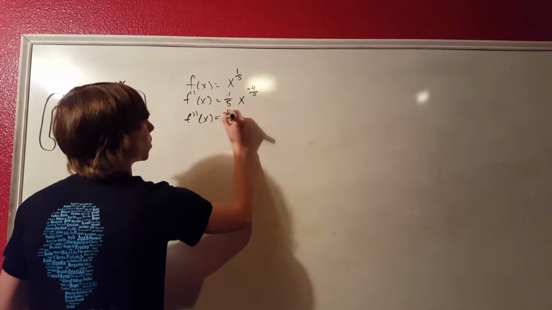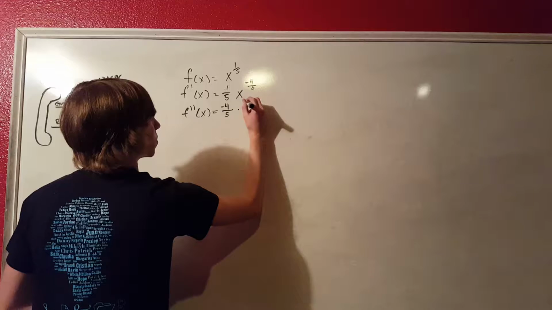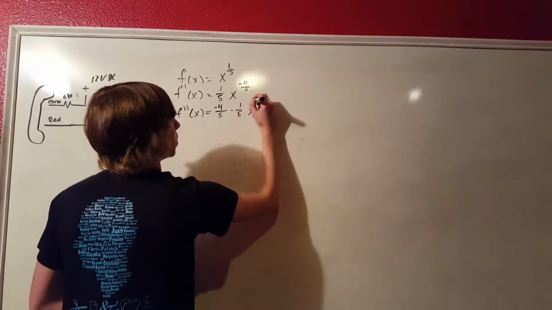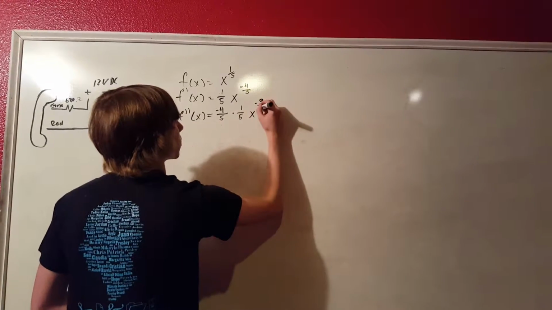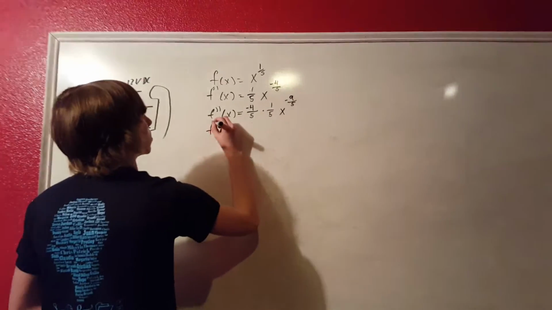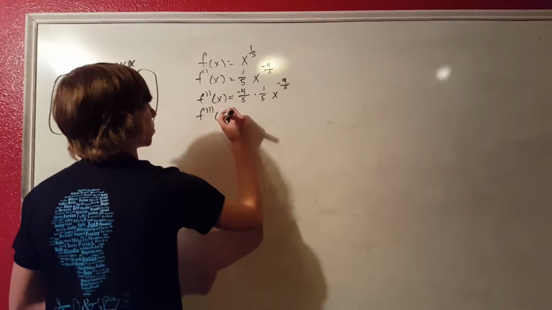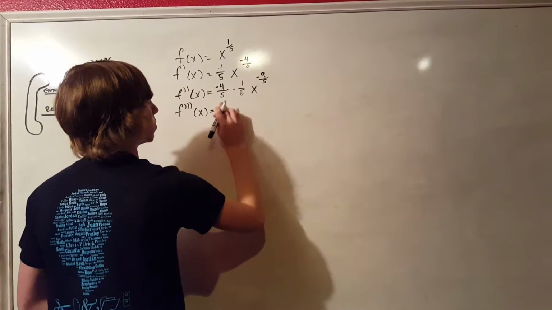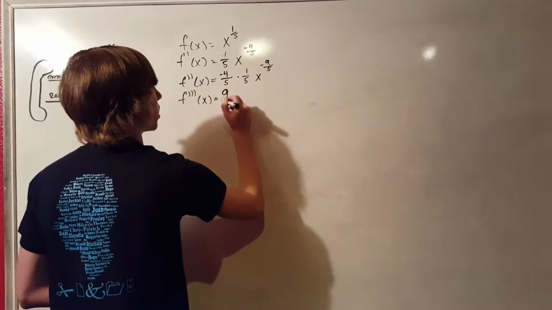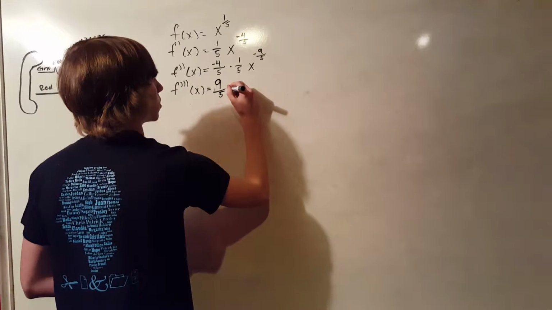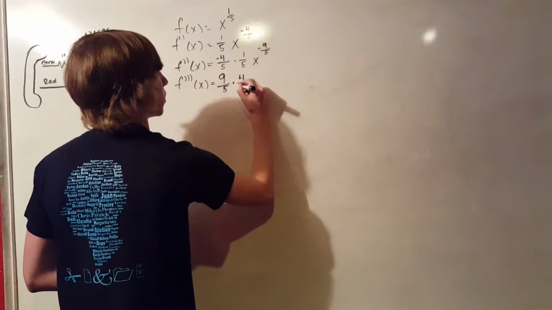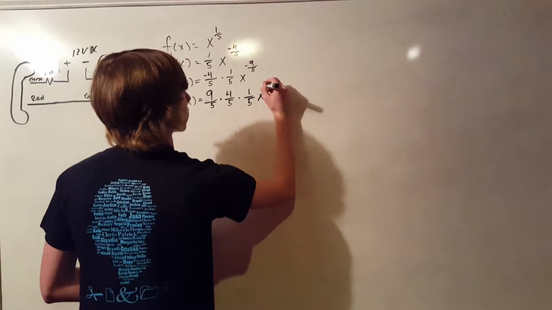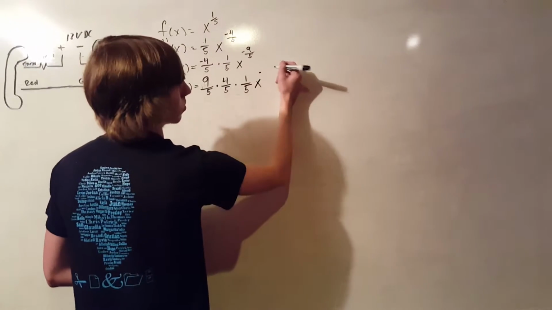negative 4/5 times 1/5 times x to the negative 9/5. So we're just going to keep running this out. Let's do it to the fourth term. So it's going to be the negative, well, negative times a negative is going to be a positive, so 9/5 times 4/5 times 1/5 times x raised to the, what is it, 14?